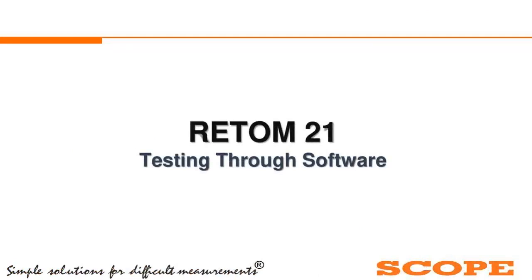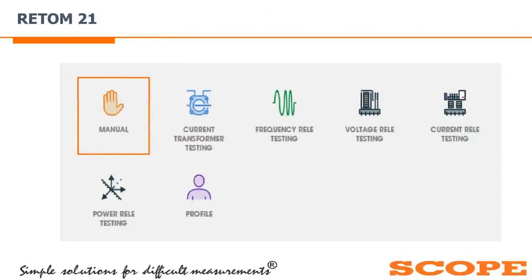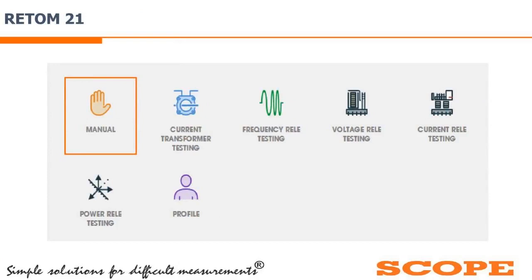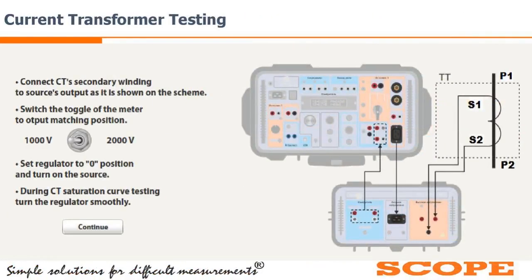So the next part is how to operate Ratom 21 through software, and what tests we can do with the help of software. First, if you open the software, we will get this screen: manual, current transformer testing, and various relay testing, that is frequency relay, voltage relay, current relays, power relays, and so on. If you select current transformer testing, we will get a range selection, that is knee point voltage range selection, 1000 volt or 2000 volt.